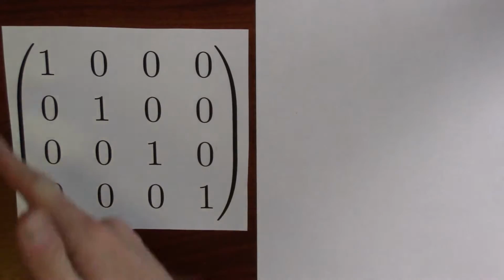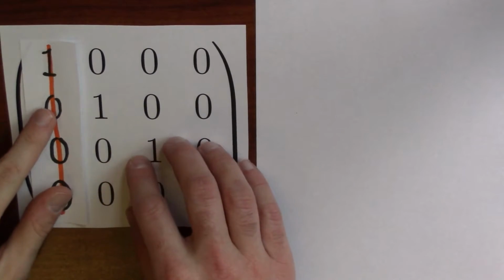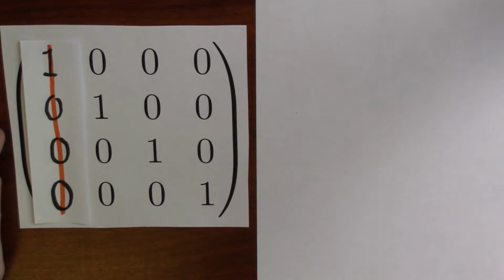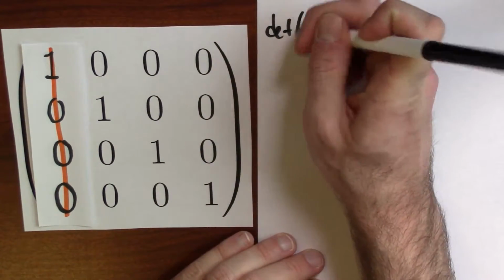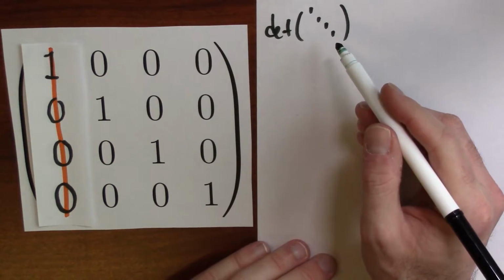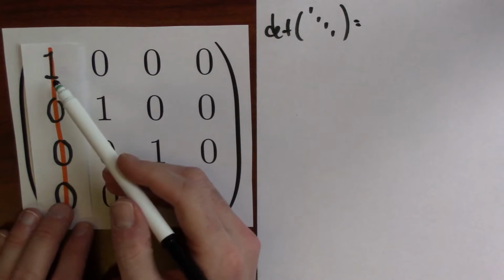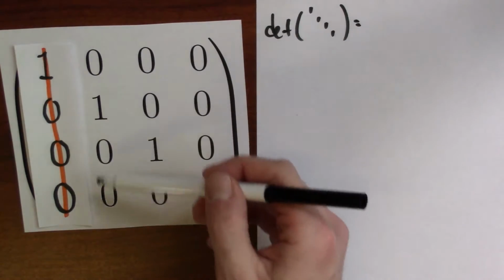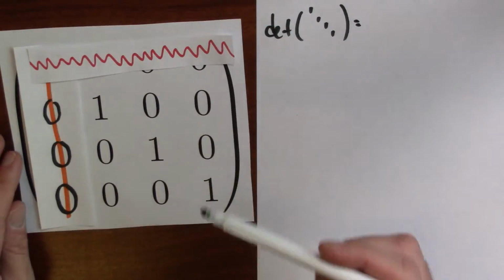So I'm going to compute the determinant of this 4 by 4 matrix, and I'm going to do it by doing cofactor expansion down the first column. So what does cofactor expansion tell me? Well, tell me the determinant of this 4 by 4 identity matrix, which I'm just writing the ones down the diagonal there, is, well, it's this first entry, this 1, times the determinant of what's left over when I cross out the first column and the first row.